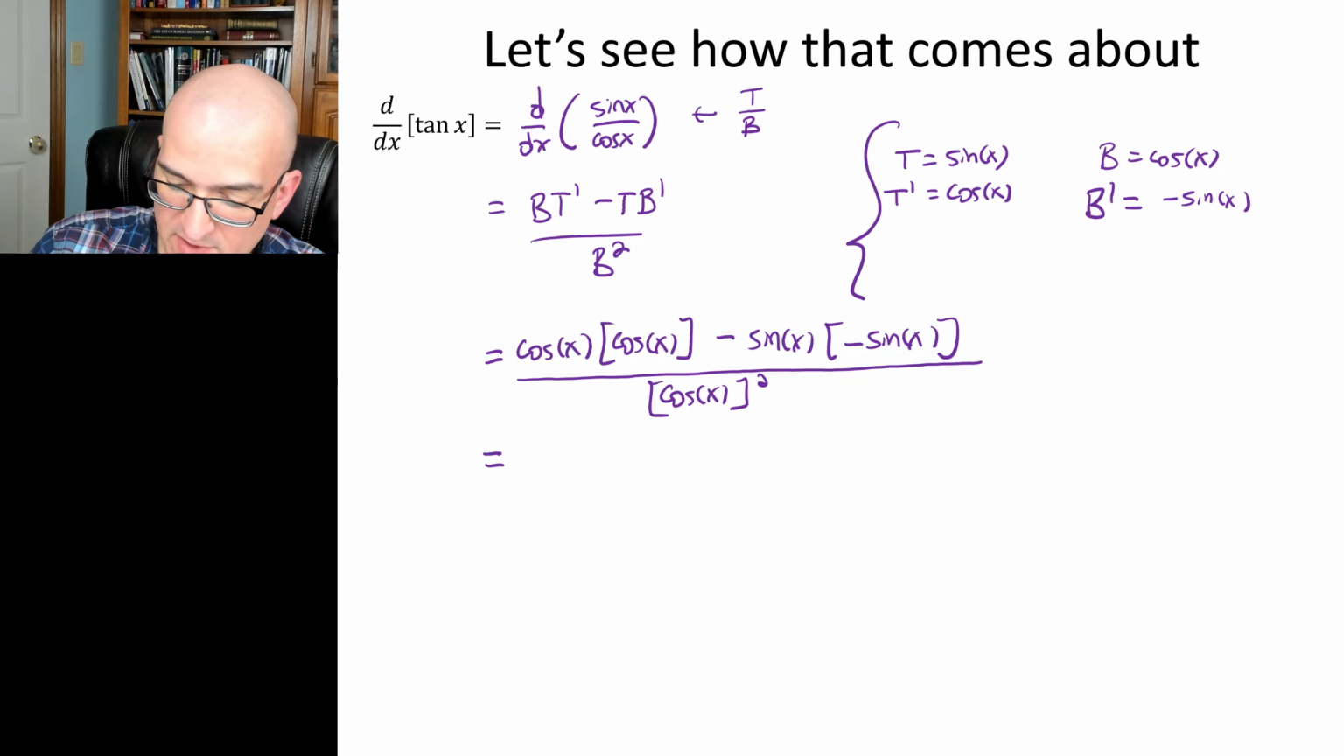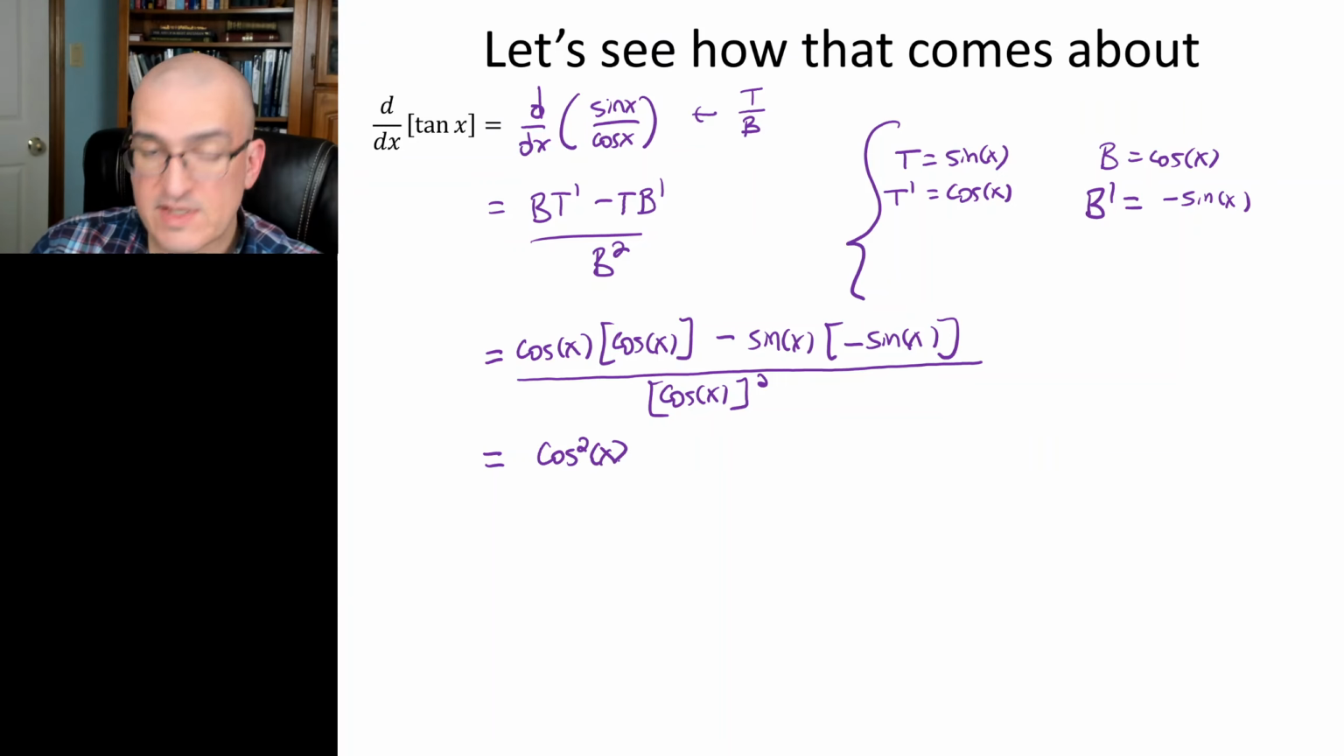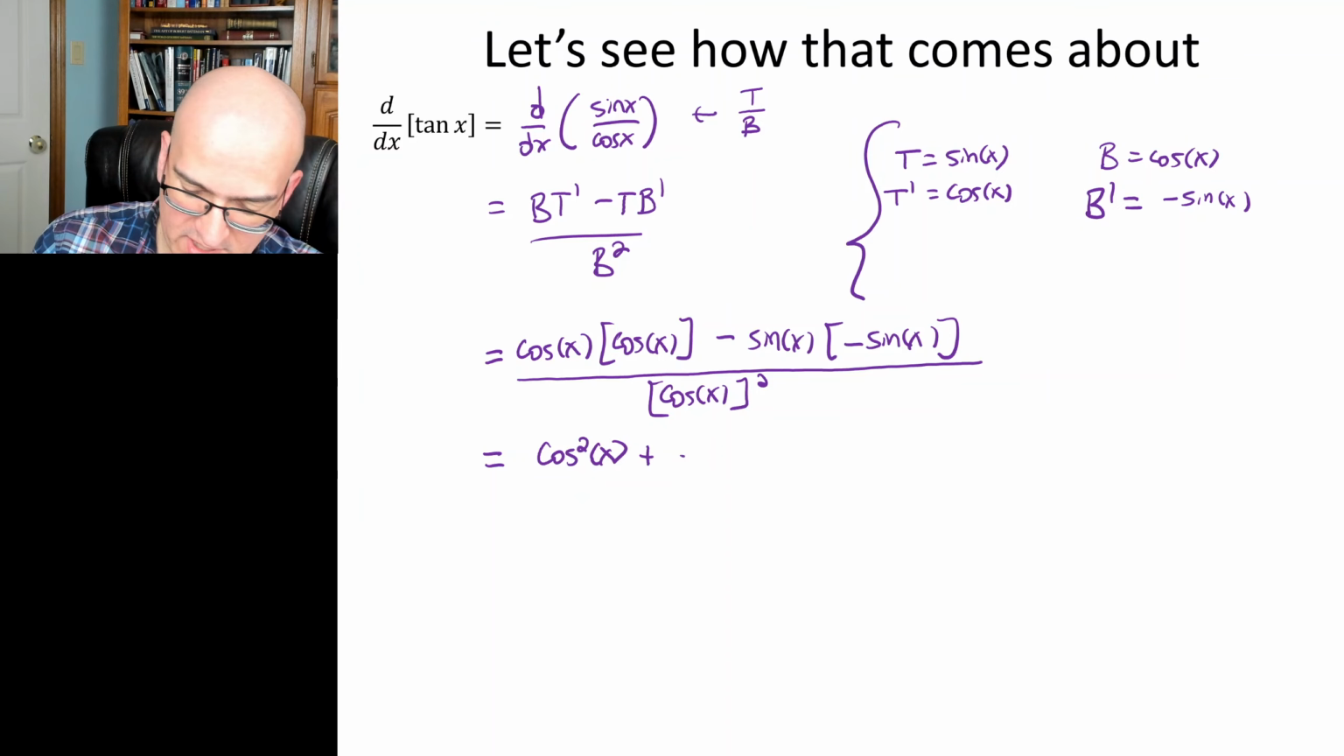And then we can simplify. Cos times cos, I'm going to convert to evil notation, cos squared of x. Negative sine times negative sine is positive sine squared of x, again in evil notation. And the bottom, we have cos squared of x.